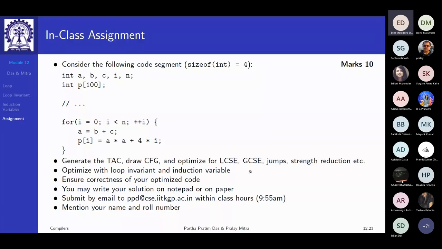And mind you, when you do this, you have to ensure correctness of your optimized code. I'm telling you, there is a small caveat which intentionally I did not point out to you, because I know you all are smart people. So unless you take care of that caveat, you'll be able to optimize and all that, but for some values of some variables, your code may give a wrong result compared to the original. So take care of that.